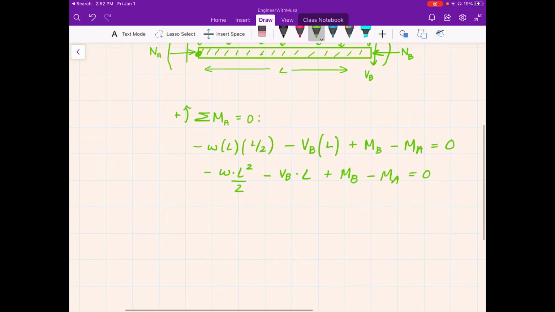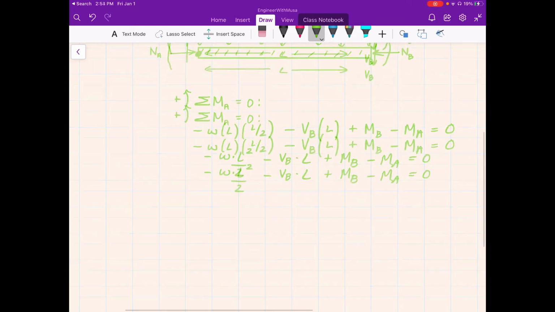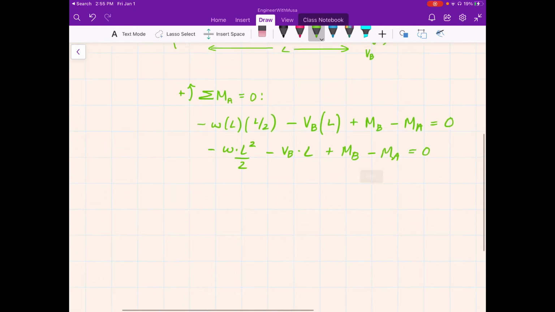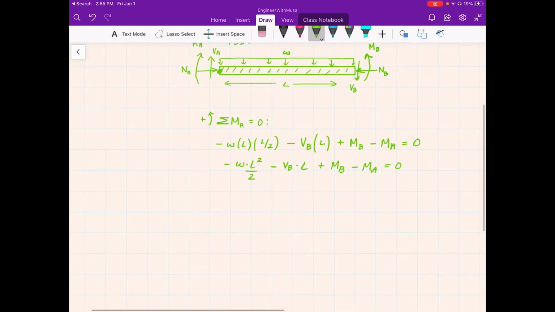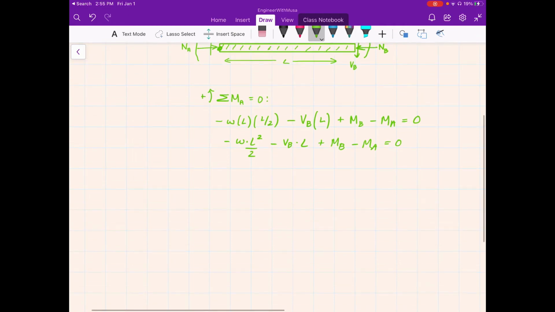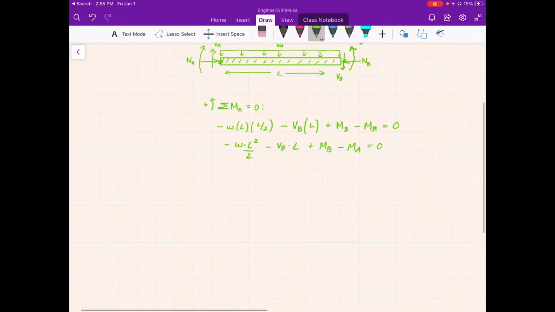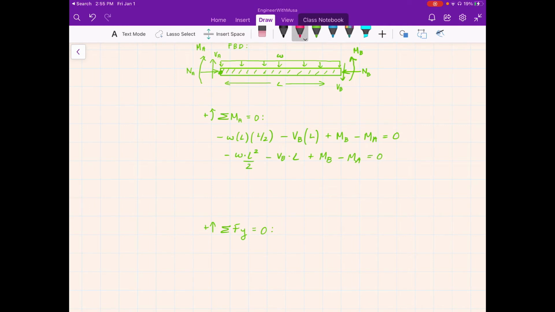Then we can sort and simplify. Awesome. Now we can look at the sum of the forces in the y direction. Let me zoom out a bit so we can get the whole picture. The sum of the forces in the y direction, with the positive sign convention being up, equals 0. We notice that we have vertical forces VA, VB, and omega. So these are three targets.